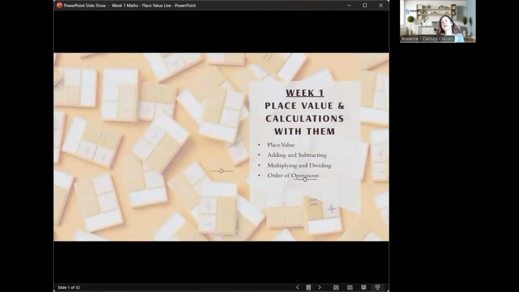Okay, let's start at the very beginning. We're going to look over those main points: place value, adding and subtracting numbers, again looking at their place values. We're going to go through multiplying and dividing, and also order of operations. So let's make a start with that.